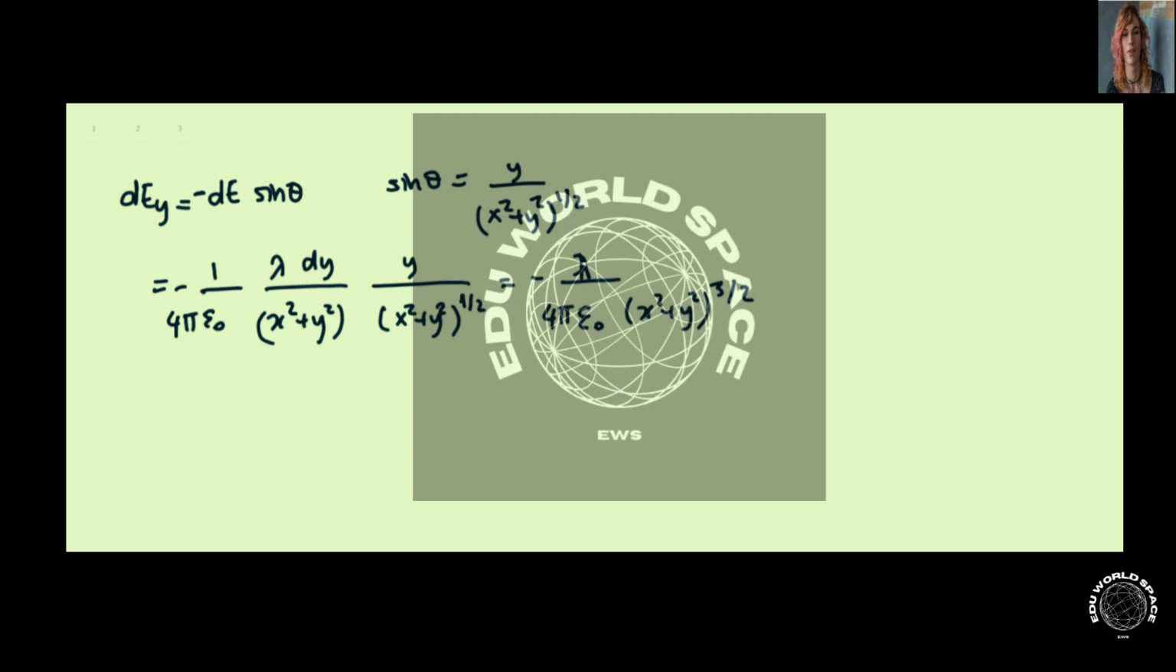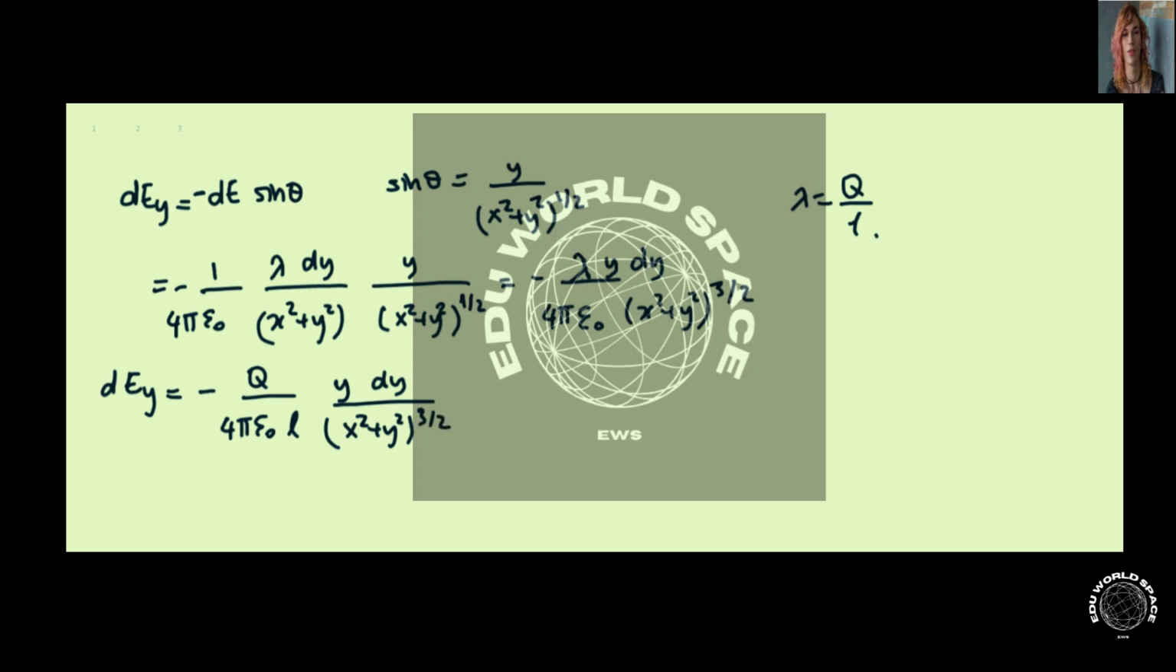And what else we have? Again, this was lambda, right? Let me write it nicely. And then y dy, right? Let's remember, again, lambda is q over L. So when we're taking the integral, we might as well substitute it there. Negative q over 4 pi epsilon naught L. This is the constant part. We have y dy over x squared plus y squared to the 3 over 2.